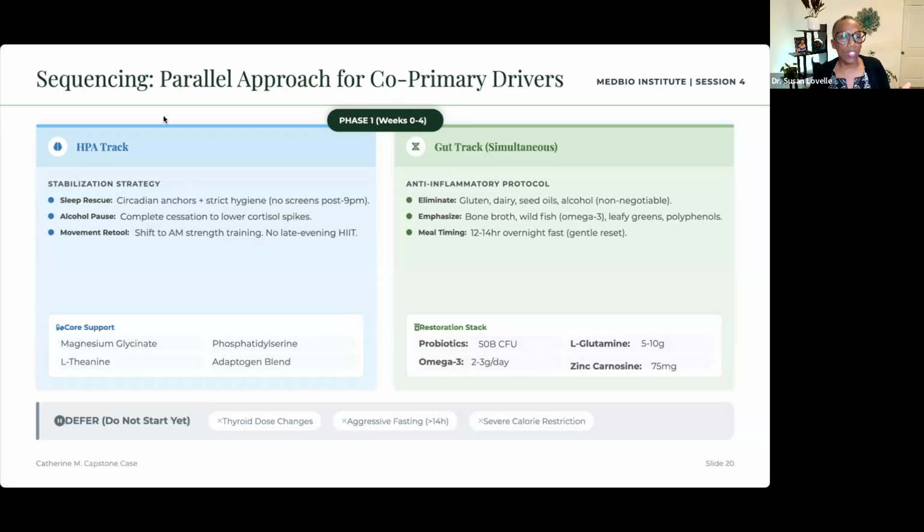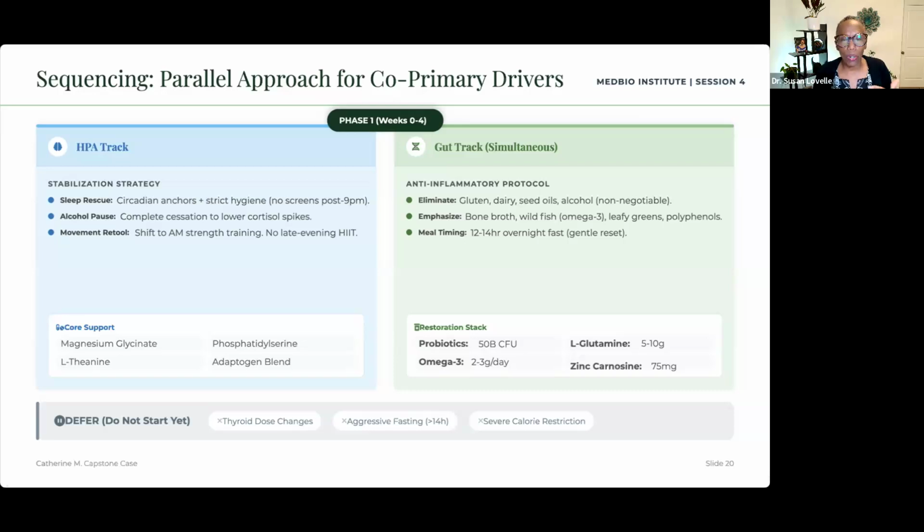What are the core supports for the HPA axis? Of course, one of our favorites, magnesium glycinate, L-theanine, adaptogen blends. We want to be careful with these, what we're doing. And we talked about those last time.